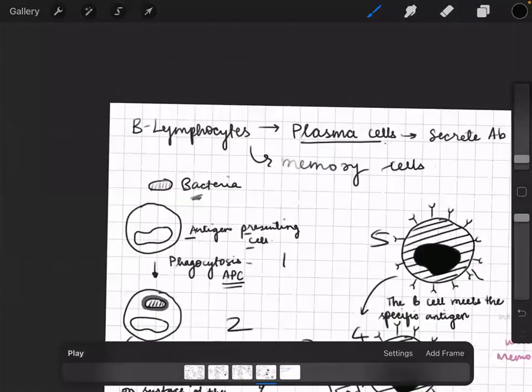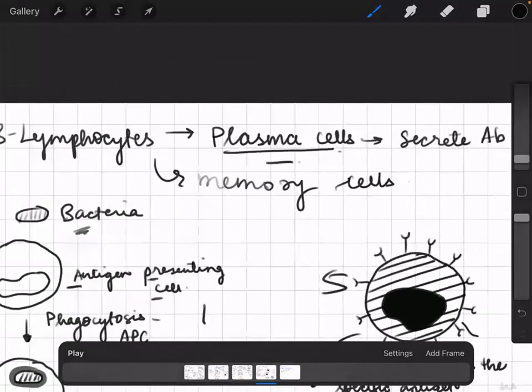Now, I told you B lymphocytes can identify the plasma cells. They are going to make the plasma cells secrete the antibodies.